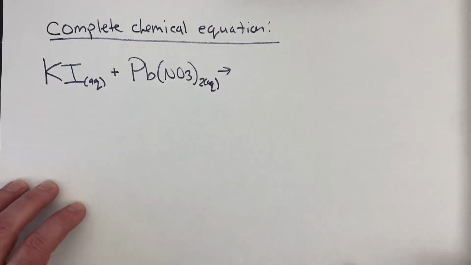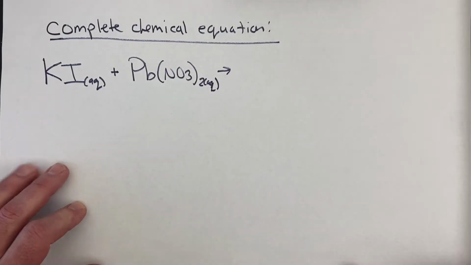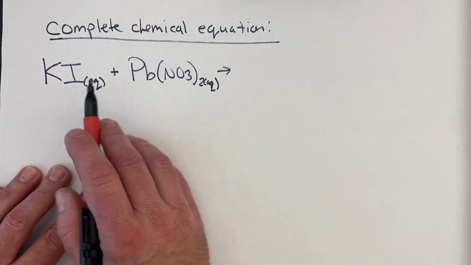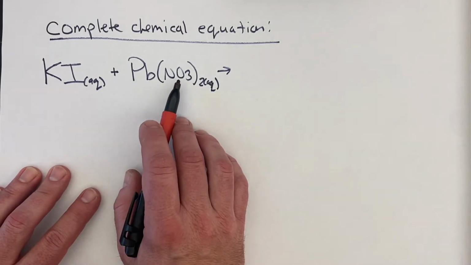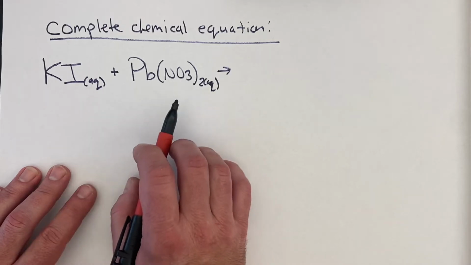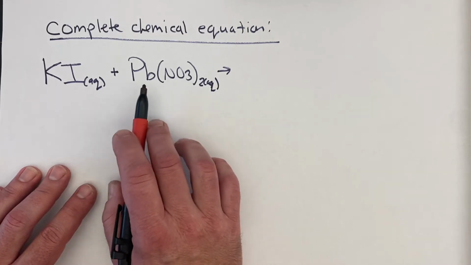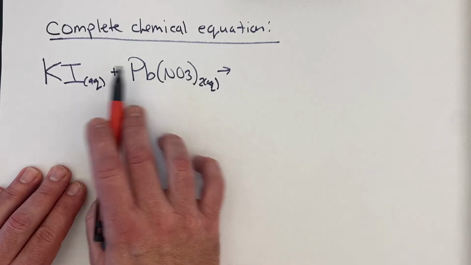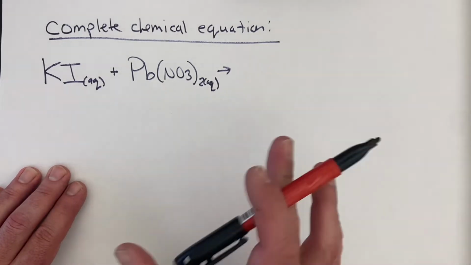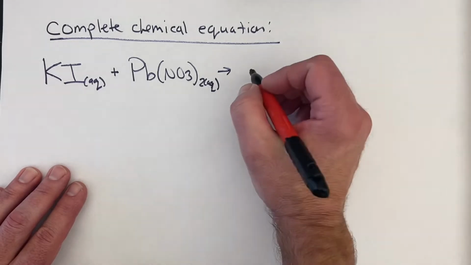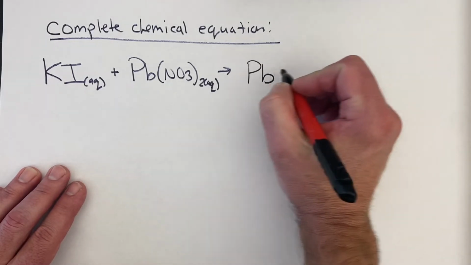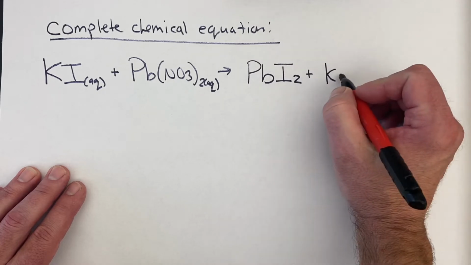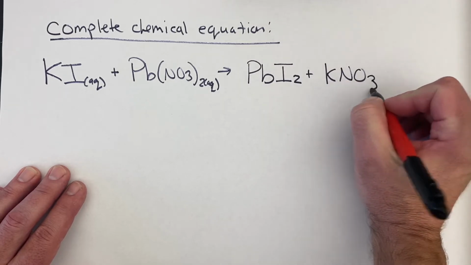Let's start with the complete chemical equation, which shows everything that's going on inside the beakers. I had some potassium iodide, aqueous, and lead nitrate, also aqueous. We know that because they both dissolved and became part of the solution. And then this is a double replacement reaction. The easiest way to predict the product of that is to swap the lead and the potassium, or whatever your two cations are. So let's write lead with iodine and potassium with nitrate.